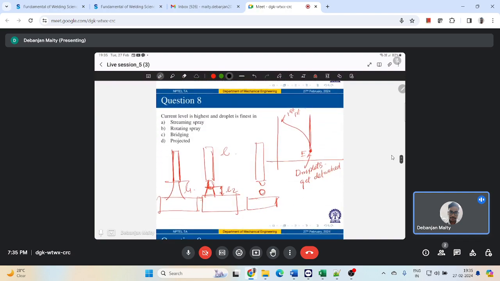Then I say the current level is highest and the droplet is finest in which kind of metal transfer? This is B. 8B is true. Rotating spray is the one.